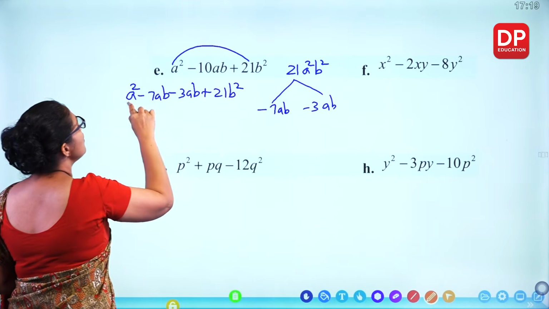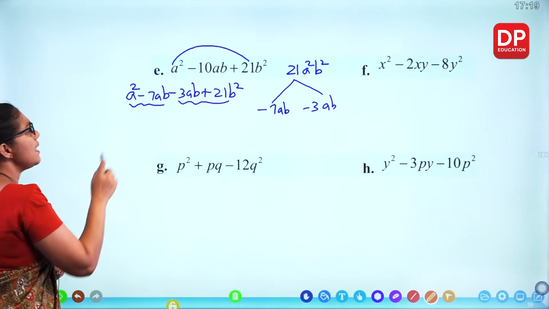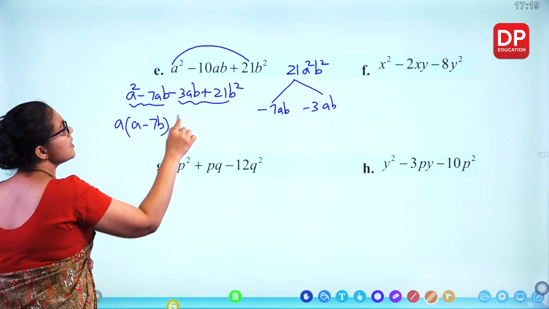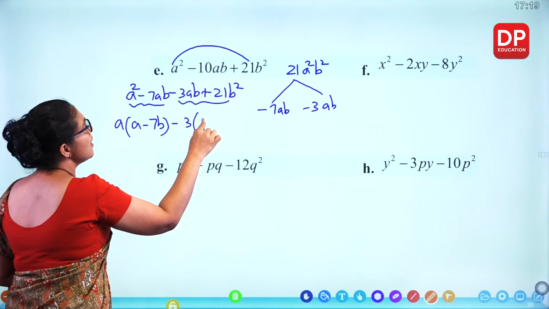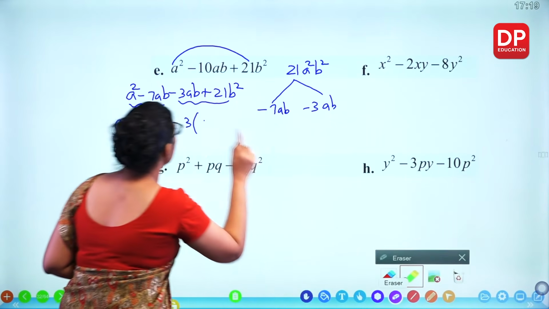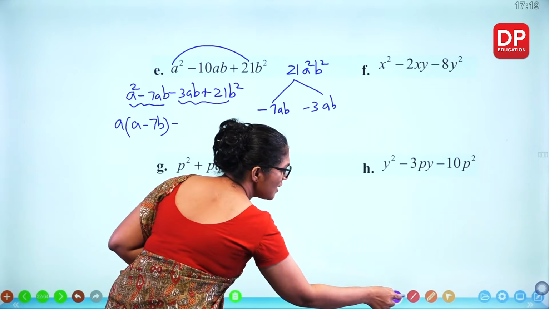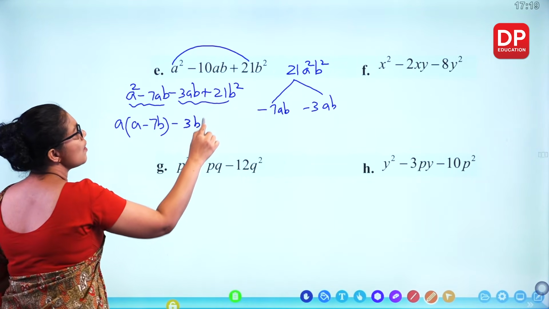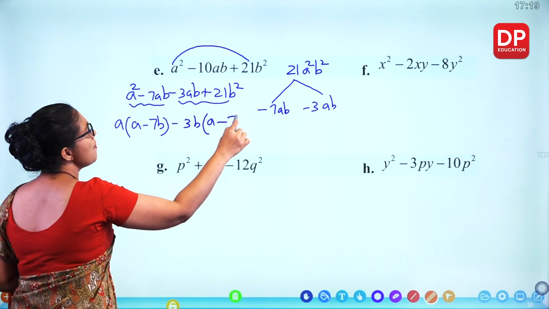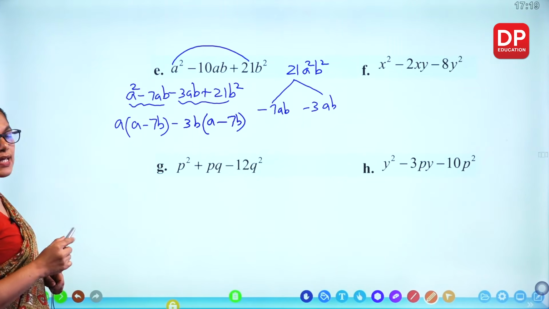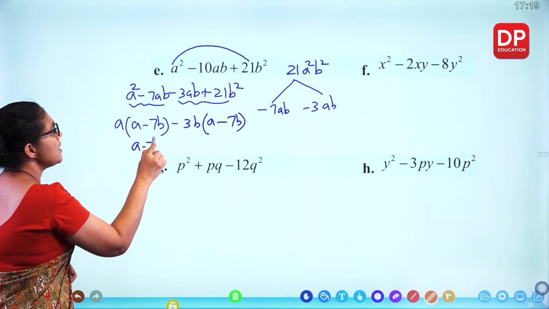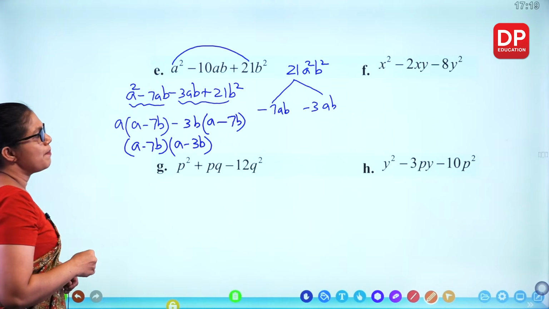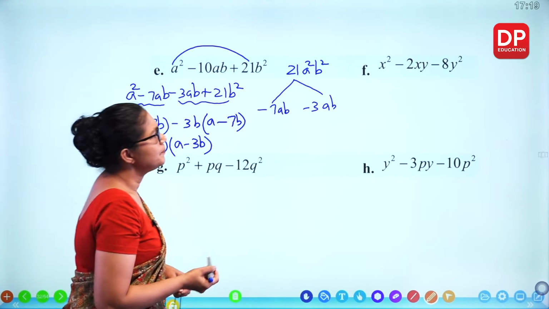So here when you take first 2 and last 2 separately, you can take a out and a minus 7b. You can take minus 3 out, 3b out. So I'll erase that because you have to take the greatest common factor. So 3b, you can take it out, a minus 7b. Now we can see a minus 7b is common. Take it out. The remaining part is a minus 3b.